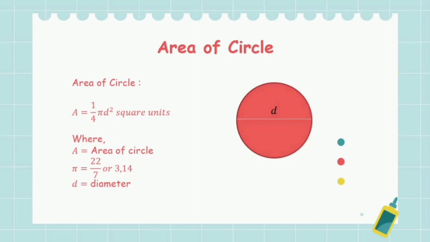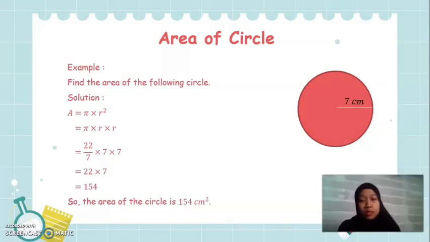Apart from using the radius, the area of a circle can also be found using the diameter. The formula is A equals a quarter times pi times d squared, and the unit is square units, where A equals area of a circle, pi equals 22 over 7 or 3.14, d equals diameter. Example, find the area of the following circle.